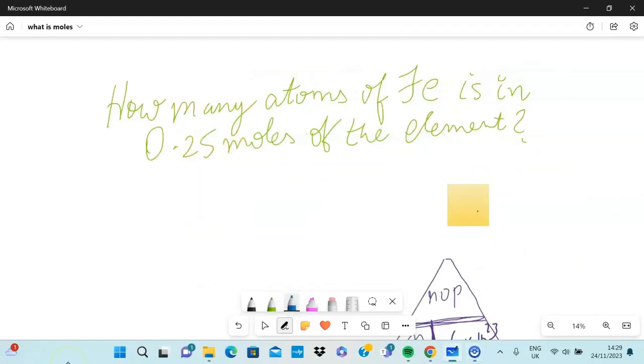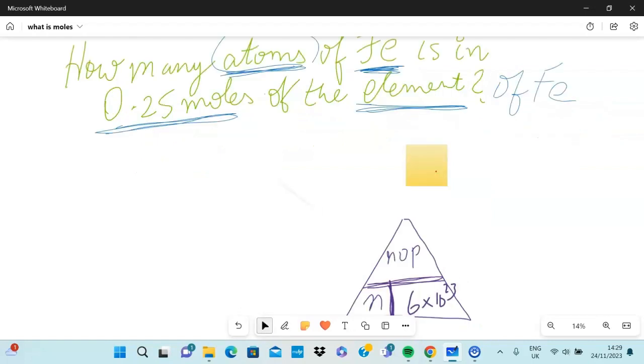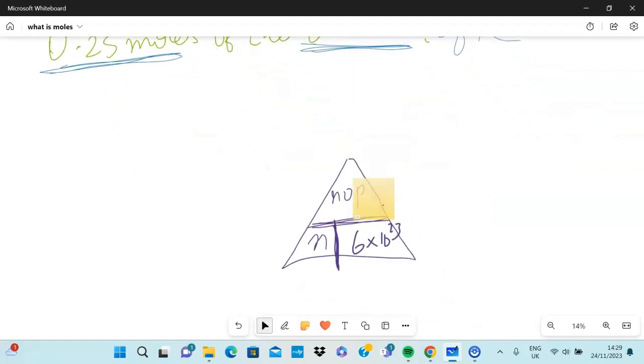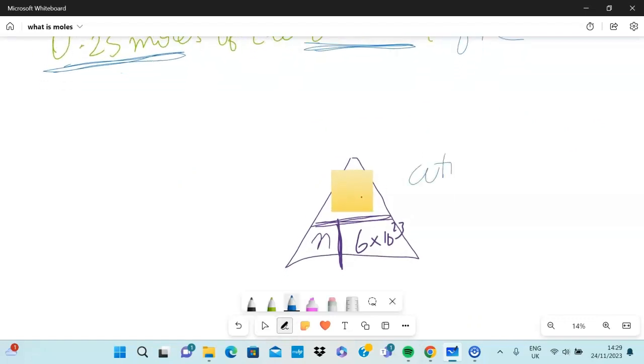All right, let's do one more question. How many atoms of ferrium or iron, ferrium is the old name, iron is the more common one, are in 0.25 moles of the element Fe? When you see atoms, you should be thinking of my triangle here. So you cover the number of particles. Remember, number of particles could be atoms or molecules. In this question, it's atoms. So you change that according to the question, it doesn't matter.